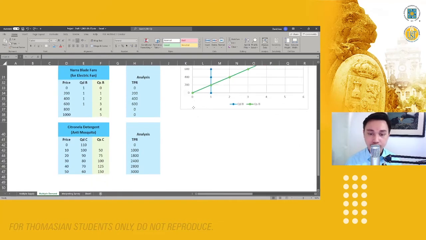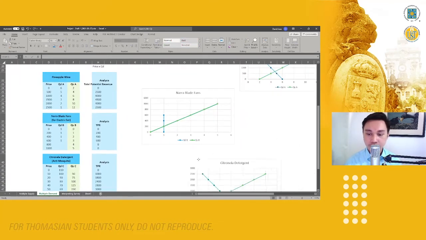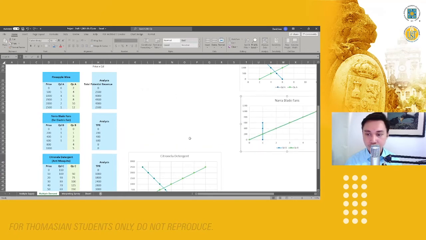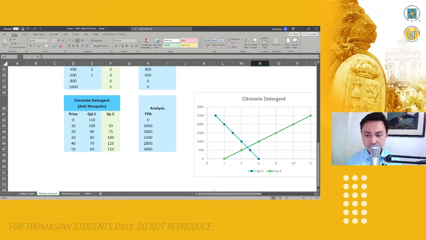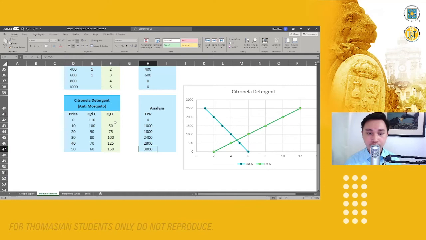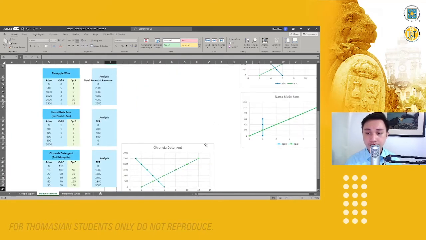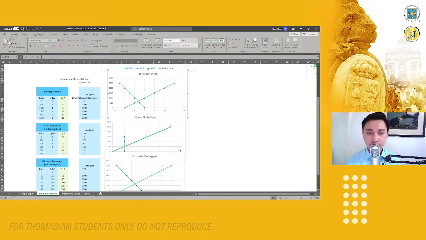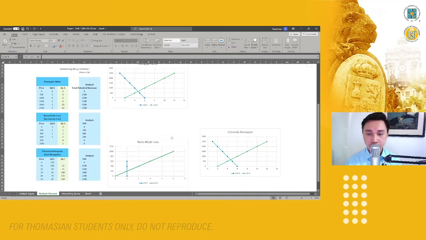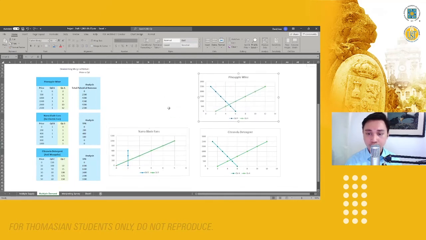And lastly, we have the citronella detergent, the anti-mosquito one. So this is the demand curve of that. When we do that, we can see that there is an equilibrium. Now you may be wondering which one is the best. Sorry, probably this one, better placement.